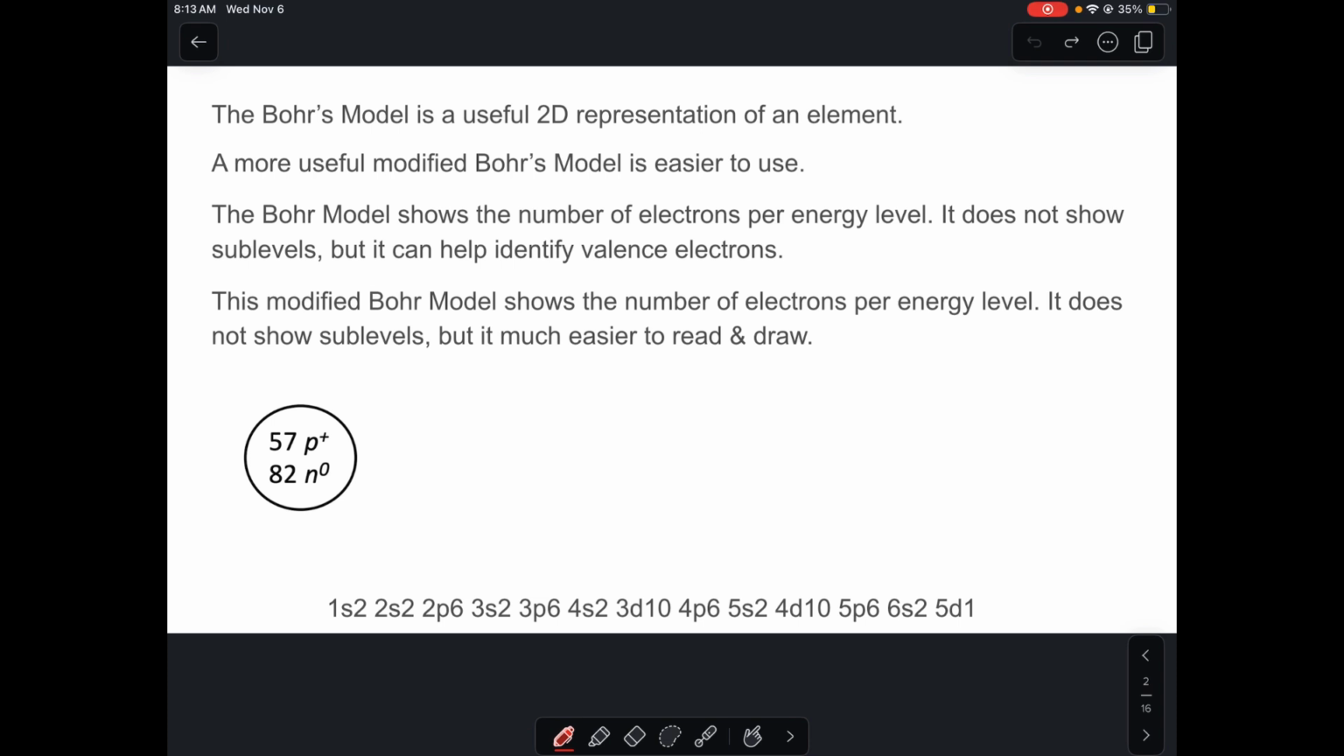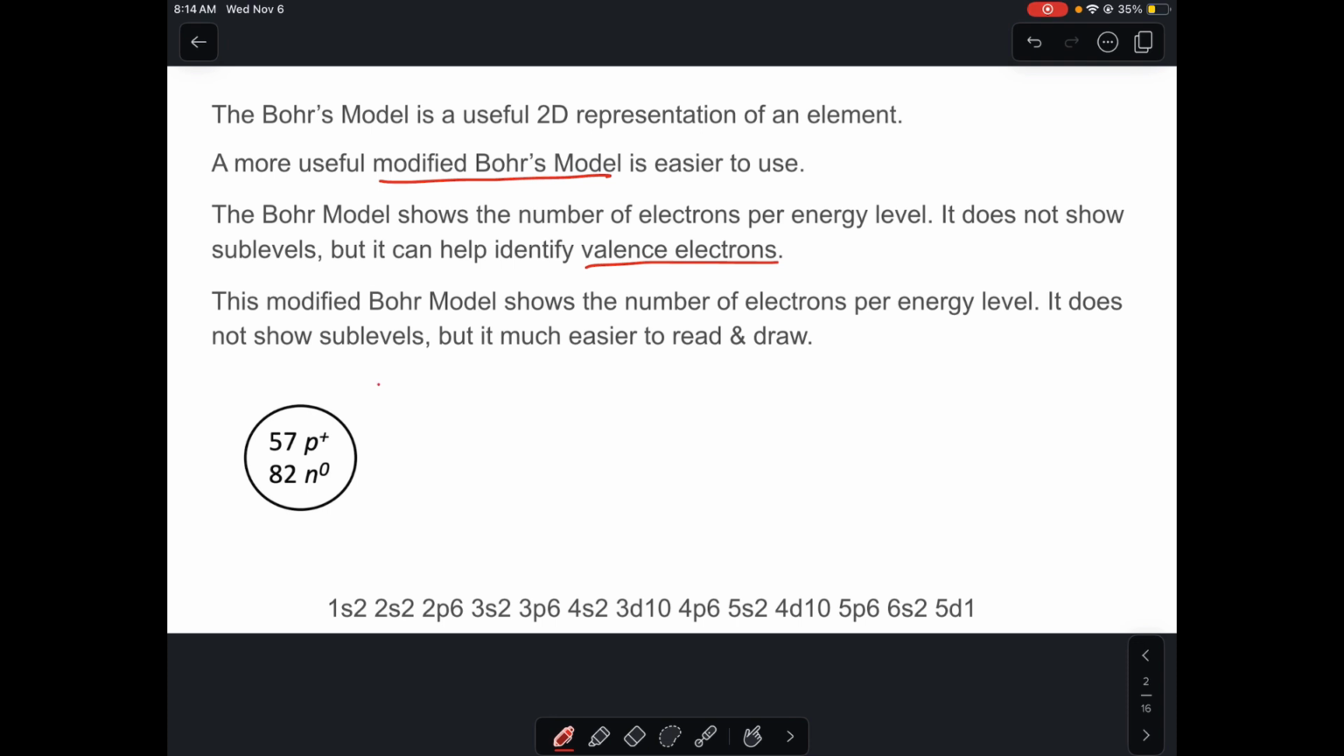The Bohr model is a useful 2D representation of an element. A more useful modified Bohr model is easier to use, and that is what we're going to talk about in a second. The Bohr model is important because it shows the number of electrons per energy level. Each one of those circles is an energy level, remember that. It does not show sublevels, but it can help identify valence electrons. Okay, so a term you might be familiar with that we're going to talk about today, very important in chemistry. So this modified Bohr model shows the number of electrons per energy level. It does not show sublevels, but it is much easier to read and draw.